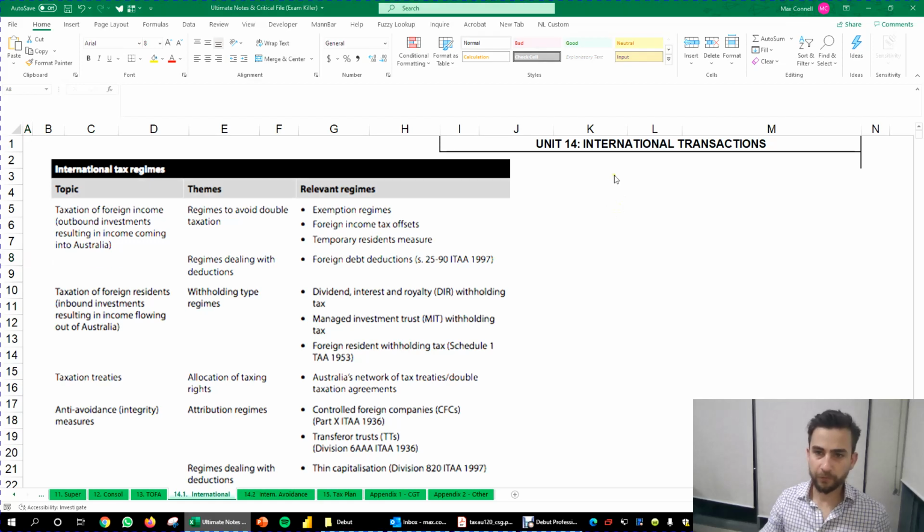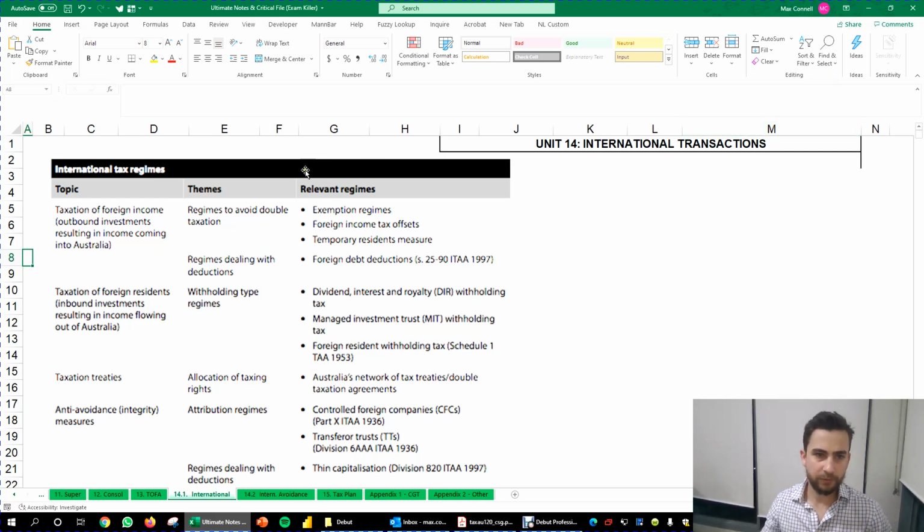Hey everyone, welcome to Unit 14, International Transactions. In this topic we'll be talking about how you actually tax when it relates to something international. For example, it could be a foreign resident, you could have earned income overseas and you're an Australian resident, or even what's the situation when you're a non-resident and you're dealing with foreign sourced income. So we'll deal with all of those situations.